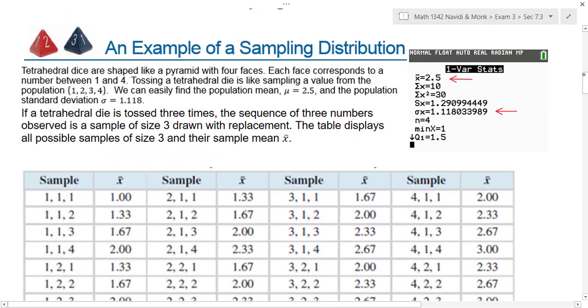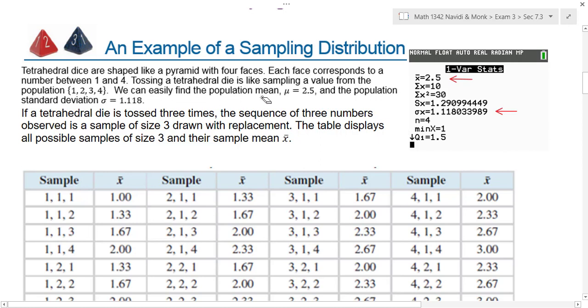Here's an example that we're going to look at that will help illustrate a point that I'm trying to make. This is an example of a sampling distribution. Tetrahedral dice are shaped like a pyramid with four faces. So these dice each have four numbers on them. Each face corresponds to a number between 1 and 4. Tossing a tetrahedral die is like sampling a value from the population 1, 2, 3, 4. Just like when you roll a regular die, that would have a sample space of 1, 2, 3, 4, 5, 6. But because these are tetrahedral dice, there's only 4 sides, so this would be our population. This would be the sample space for my population.